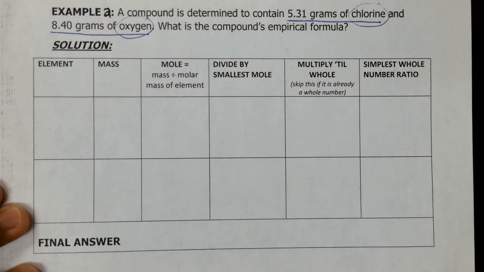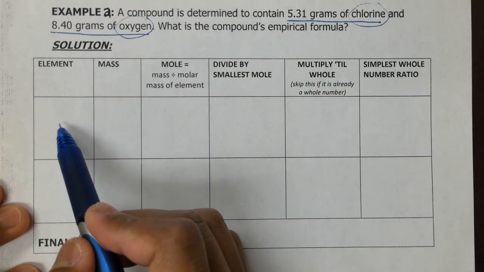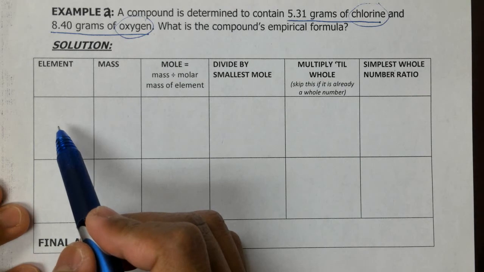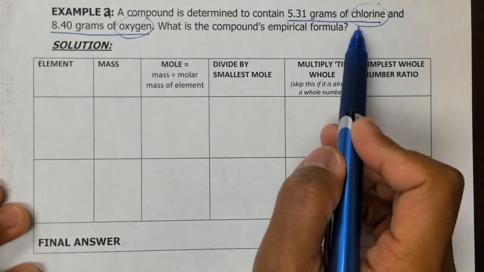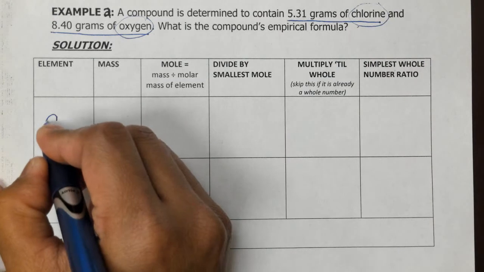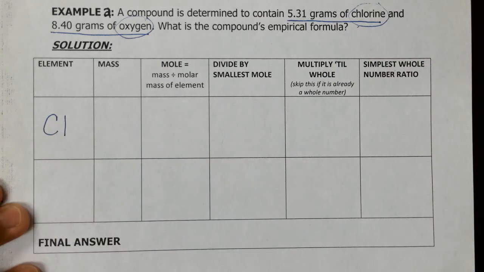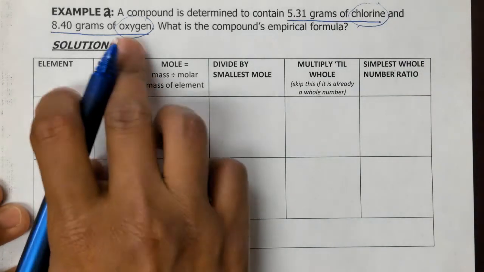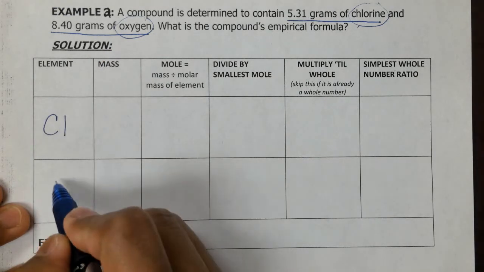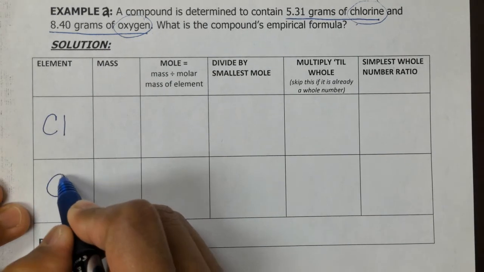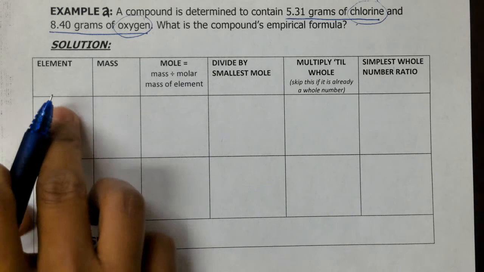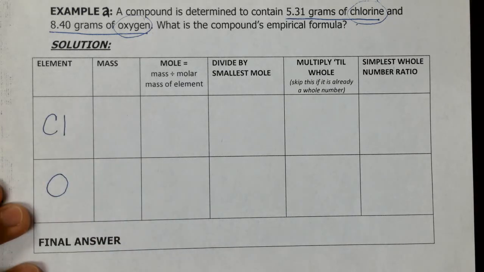So two elements, when we put it on the chart, the element has to be in its symbolic form. Chlorine is the first element mentioned, and chlorine has a symbol Cl, so you should write Cl there. The second element is oxygen, so therefore we have to write the symbol of oxygen there, which is O. So that is for the portion of the element.